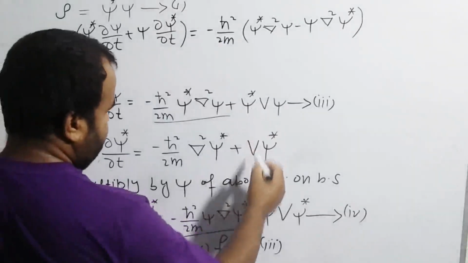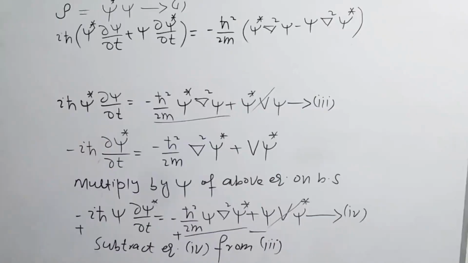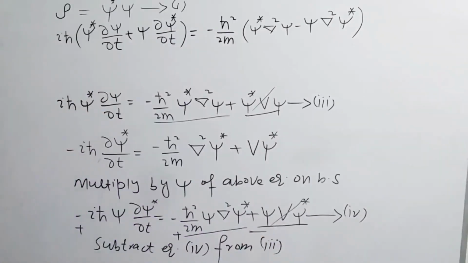Since it is positive and this is negative, these two terms will be cancelled. Because v is any real positive, it will be psi and psi star. Psi star and psi, both are equal, because psi and psi star are also probability density, and psi star psi is also probability density.